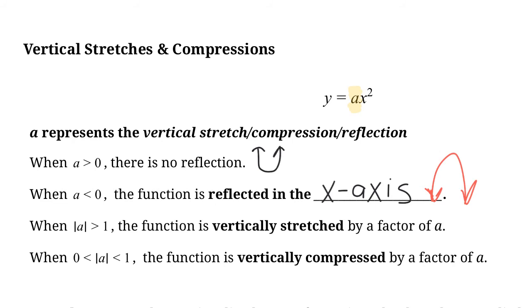Now, if your a value falls in between 0 and 1, so this typically means you have an a value that is a decimal or a fraction, a very small number, something like 0.25, 0.01, 0.5, 3 over 4, that tells you that your parabola is being vertically compressed. So for example, if your a value was 0.25, you would say your parabola is being vertically compressed by a factor of 0.25.